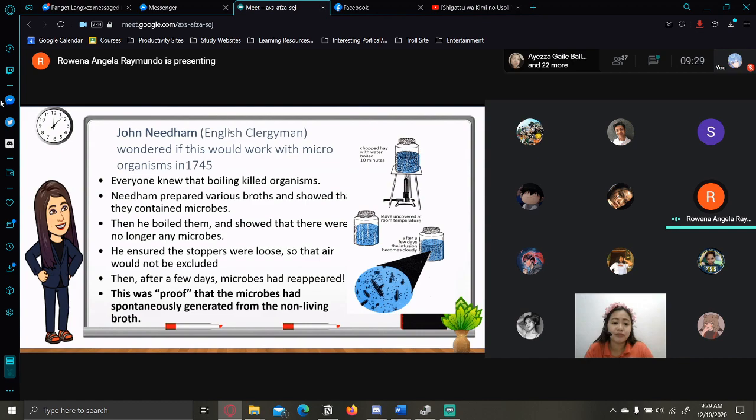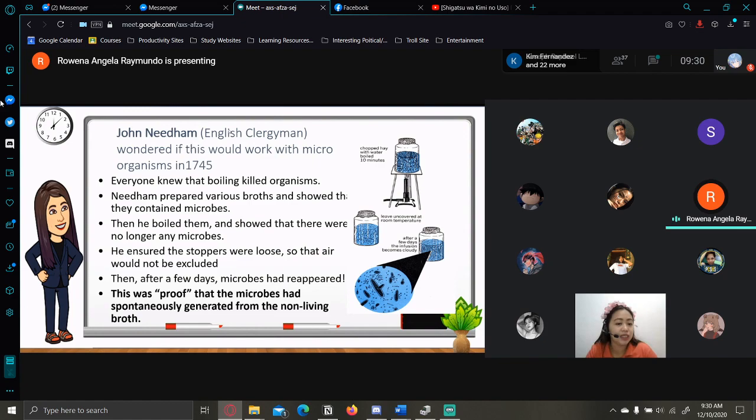Okay? Bakit? Kasi the stoppers were loose. Yung takip niya, medyo maluwag. So, naka-enter yung air doon sa kanyang experiment and nakapasok uli ang microorganism. So, si John Needham, although okay naman yung experiment niya, merong naging loophole. So, hindi tinanggap ng mga scientist at ng mga tao during that time na hindi totoo ang spontaneous generation theory when it comes to microorganisms. Okay? Anong sinasabi nila? Pag microorganism, bigla na lang yan lumalabas or bigla na lang yan nabubuhay. Okay? So, hindi nagtagumpay si John Needham to disprove the theory of spontaneous generation completely.